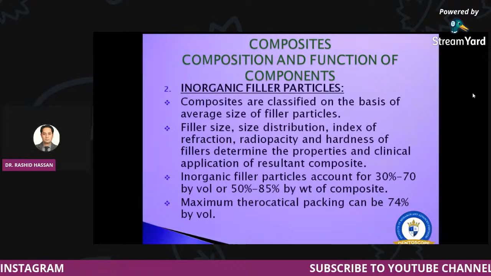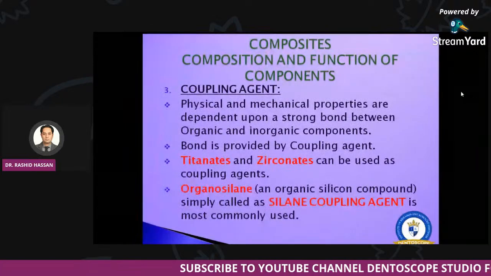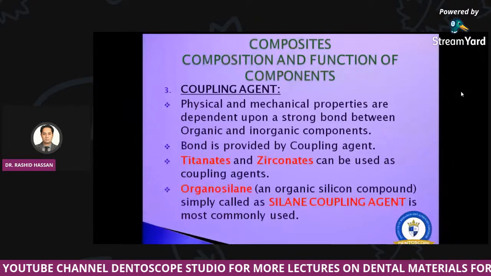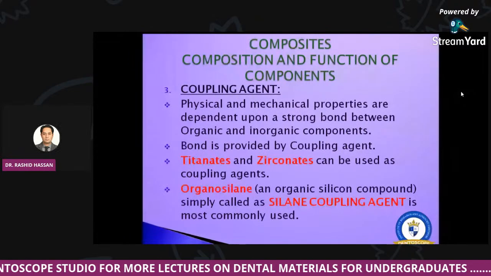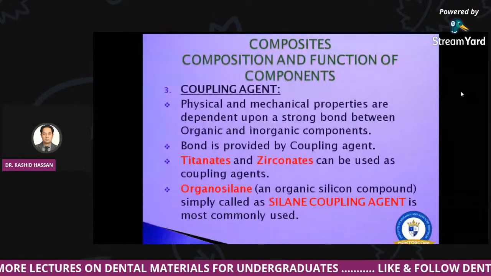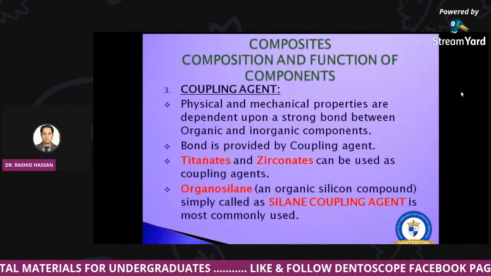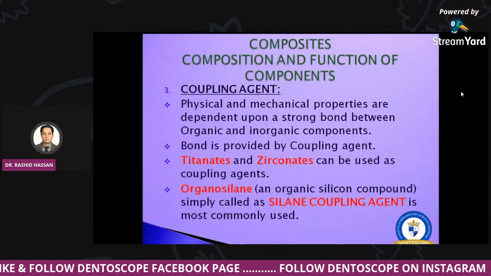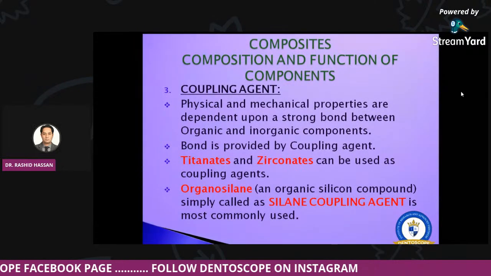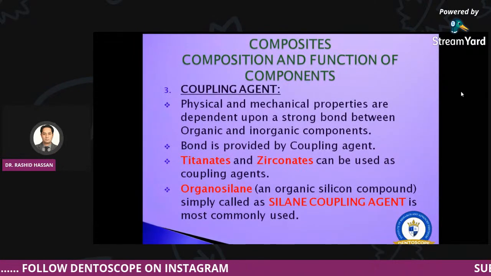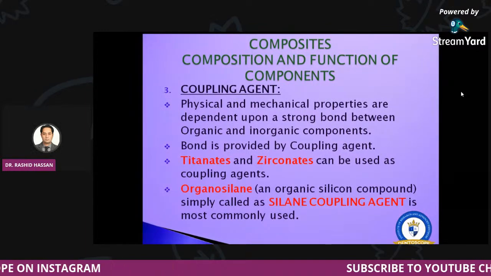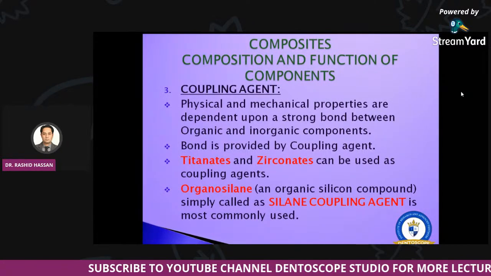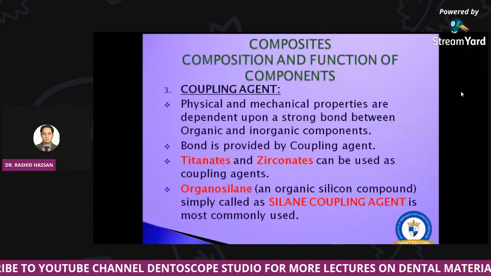So then the third component is the coupling agent. All the chemical properties and the good properties of dental composite are dependent upon a strong bond between the organic and inorganic component. The first two components, this is the third one, the coupling agent. So the best properties of dental composite are basically dependent upon a bond between the first and the second component, and that is provided by the coupling agent, which is called the binding agent.